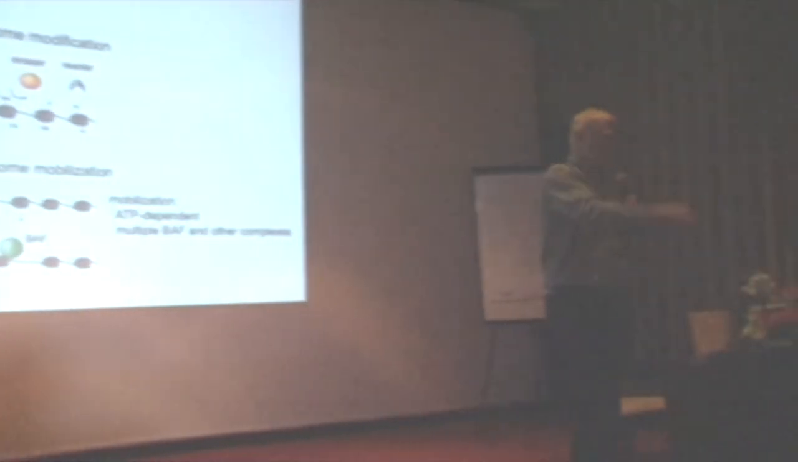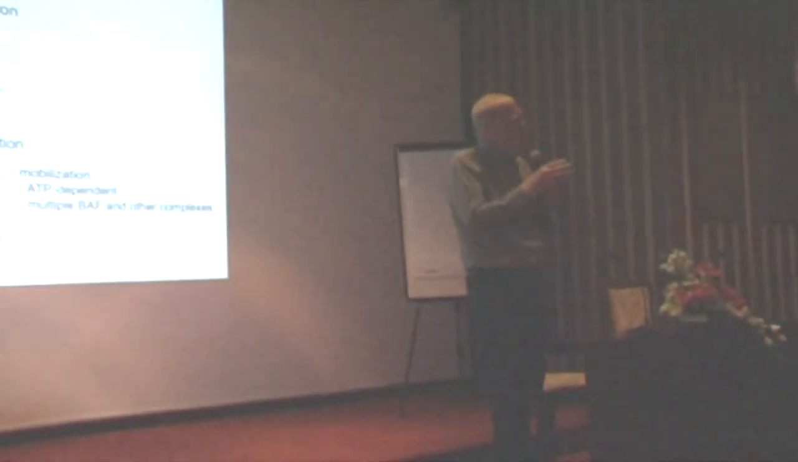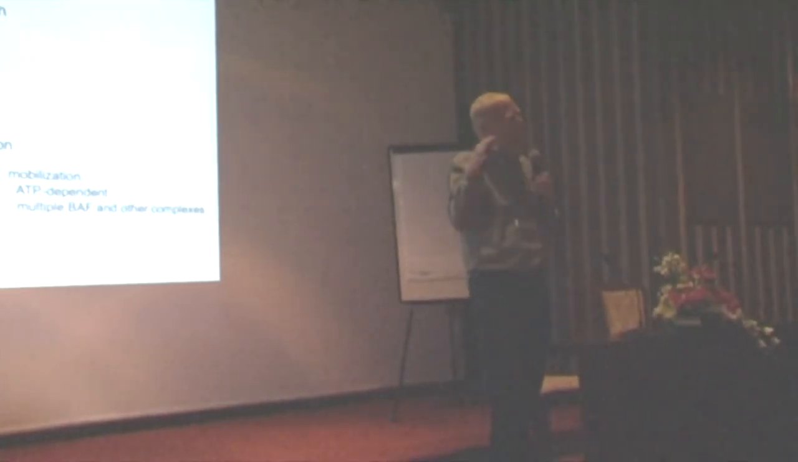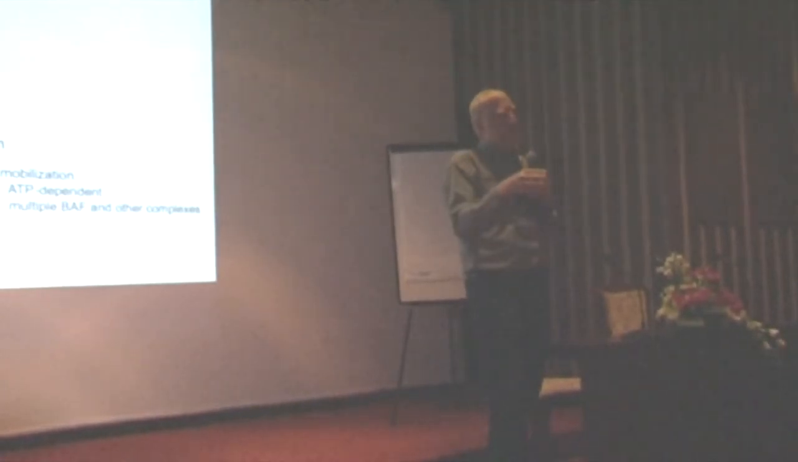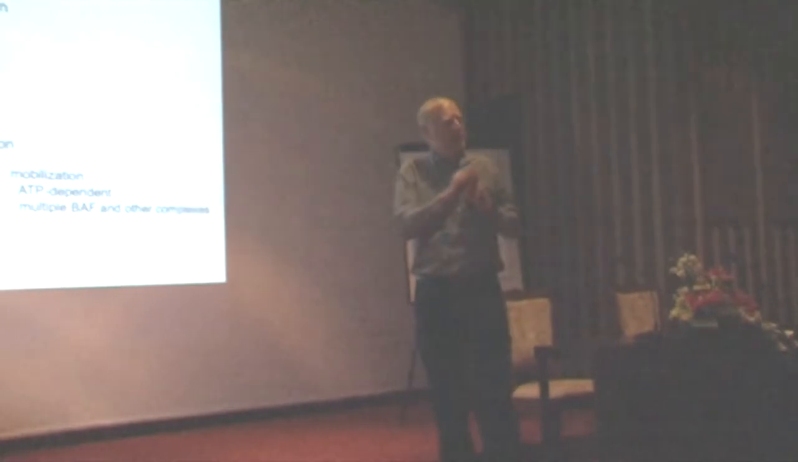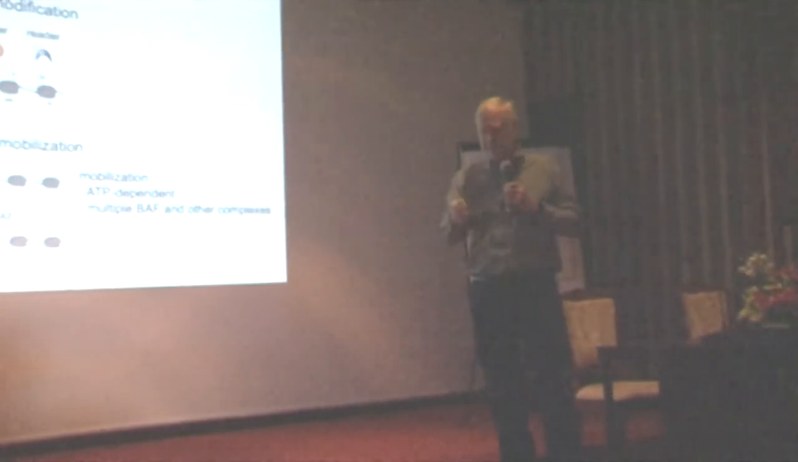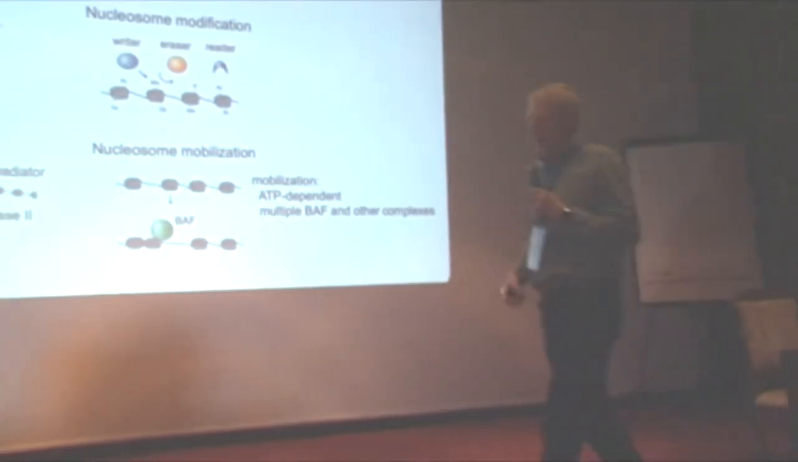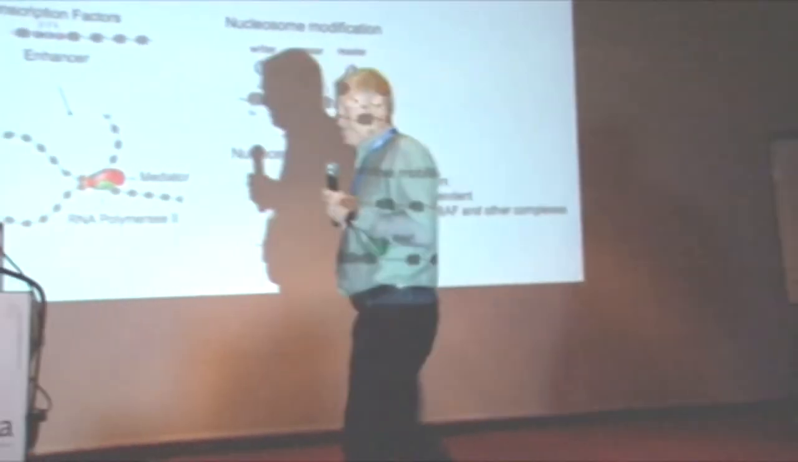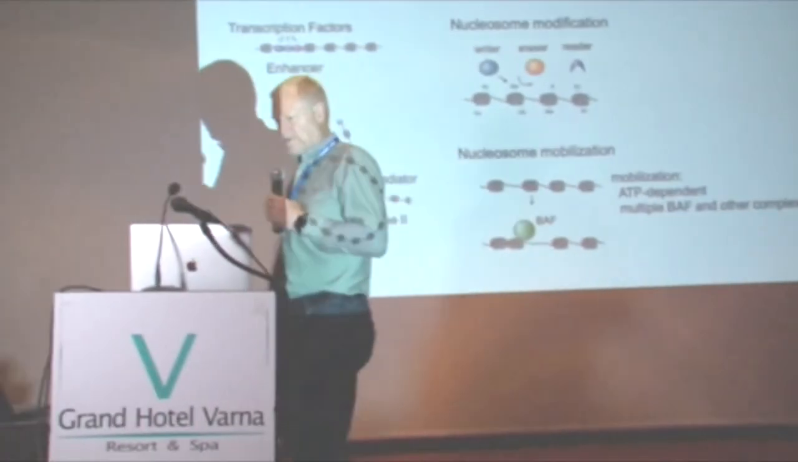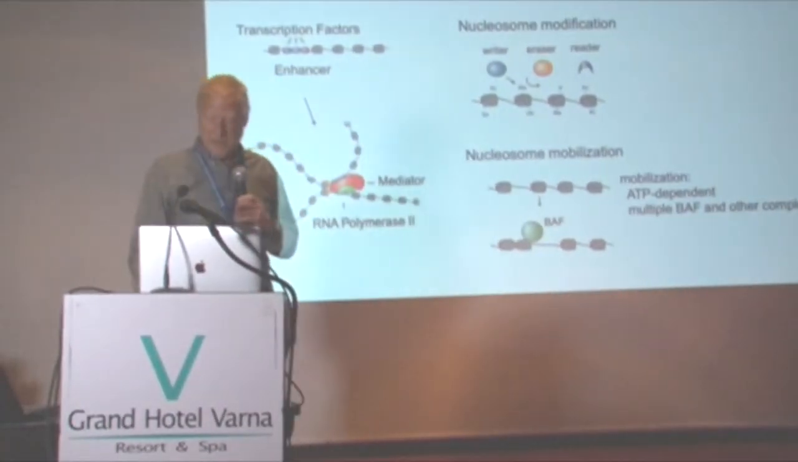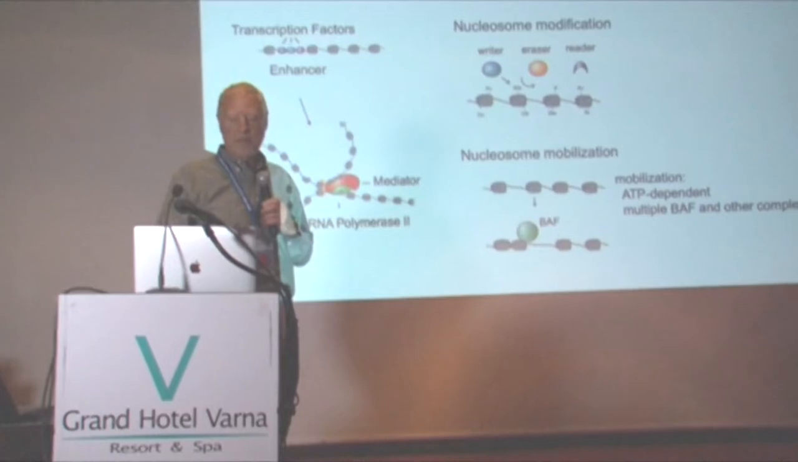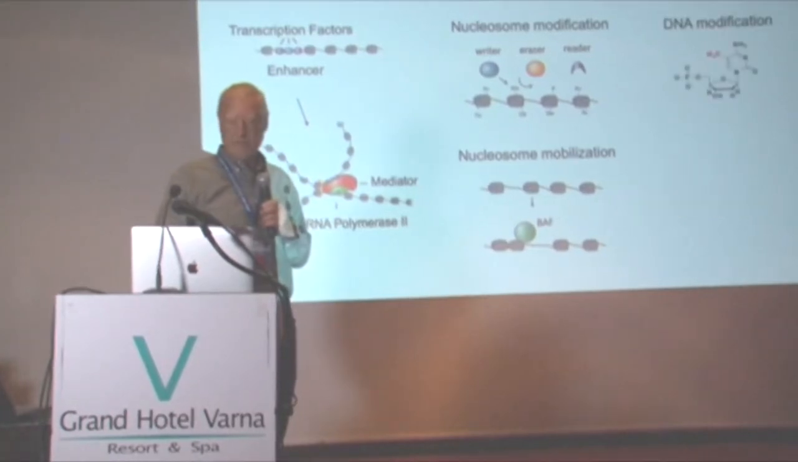They can be assembled, disassembled, and they can be, we call it, mobilized. So there are ATP-dependent enzymes that use the energy of ATP to actually move the nucleosome translationally along the DNA. And this BAF complex is an example of one, a very complex multi-subunit enzyme that can mobilize nucleosomes.